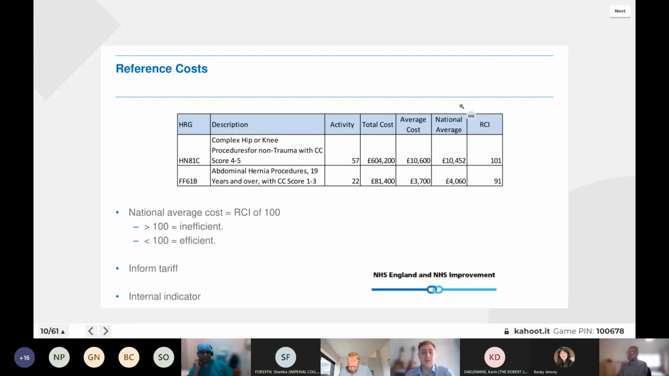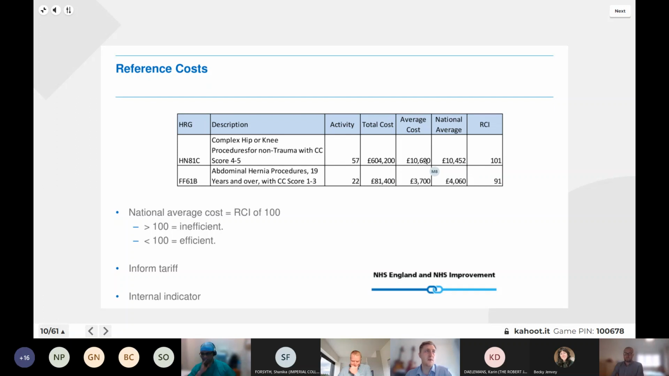So we brought along 2 examples of 2 different healthcare resource groups, or HRGs, which is the way that the NHS groups treatments, and each one has a distinct income value. So in the first example, we've got the complex hip and knee procedures. In year, we performed 57 of these at a total cost of £604,200. The average cost for the trust to perform this hip and knee procedure is £10,600, and nationally the average cost is £10,452.